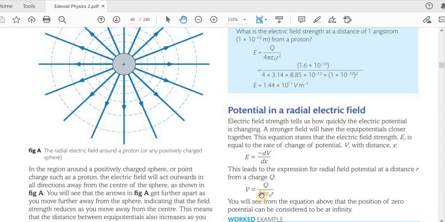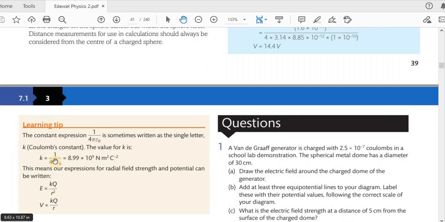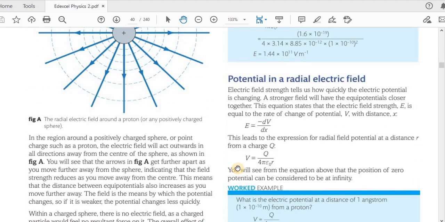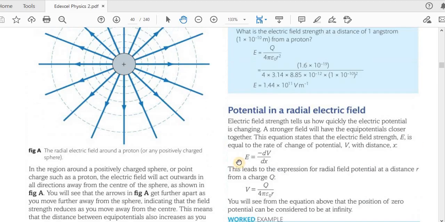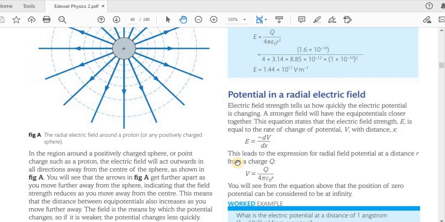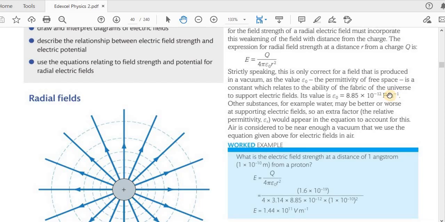Then you can see this is 1 over 4 pi epsilon naught, that you can write as a k. See that k is equal to that, and then epsilon naught is a constant, we call that the permittivity of free space, and air and vacuum we can take that value to be approximately the same. But you can see here that is the value. Other substances, for example water, may be better or worse at supporting the electric field, so an extra factor, the relative permittivity, would appear in the equation to account for this.